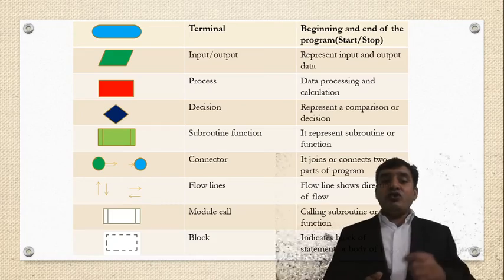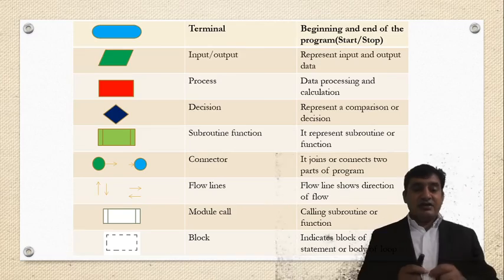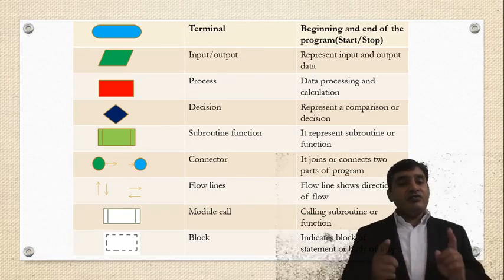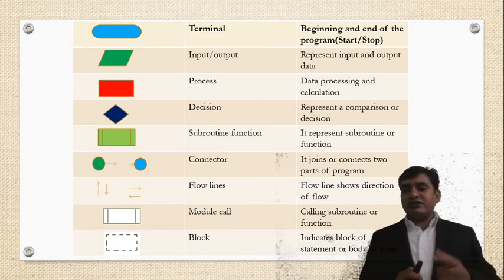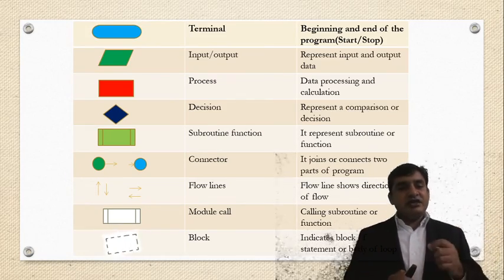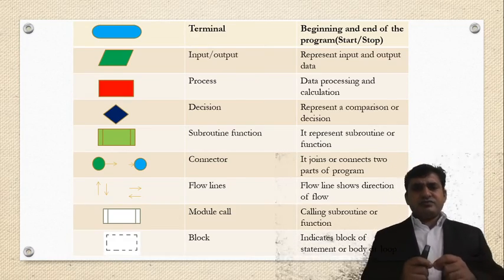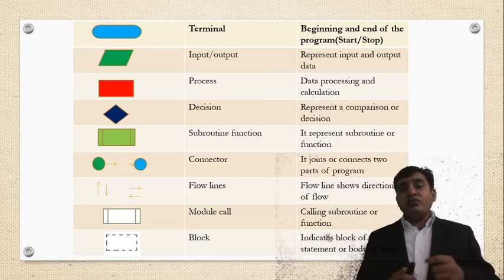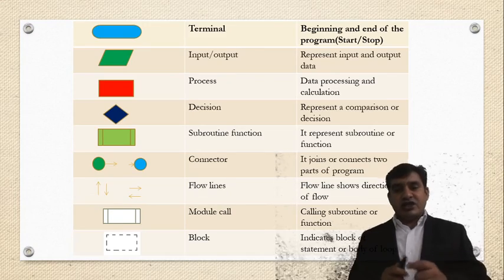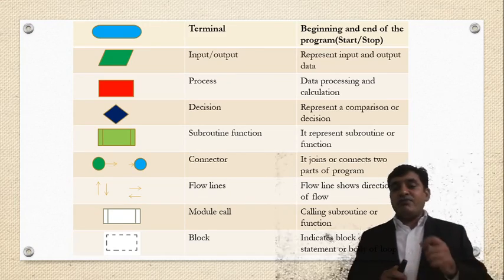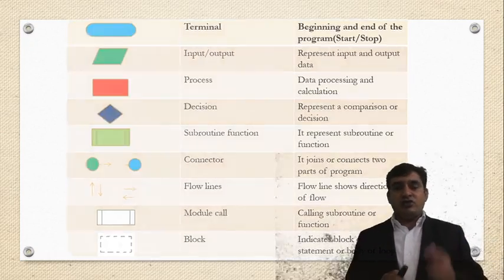Then a module call. This is again a rectangle with two vertical lines, which is used for calling some routine or function. Then the rectangle, which is used to block some part of a flowchart or indicates a block of statements or the body of a loop.